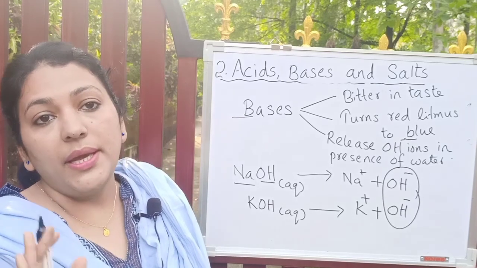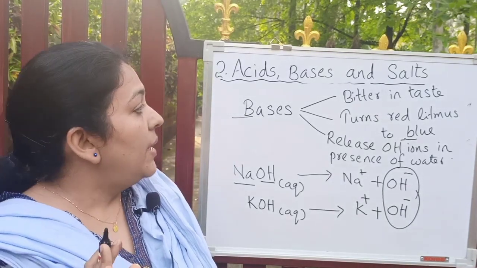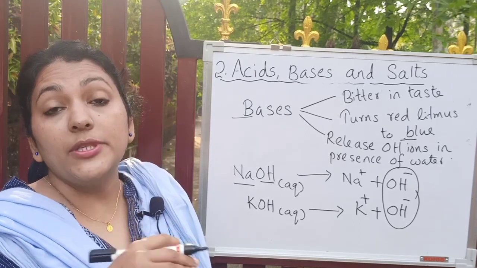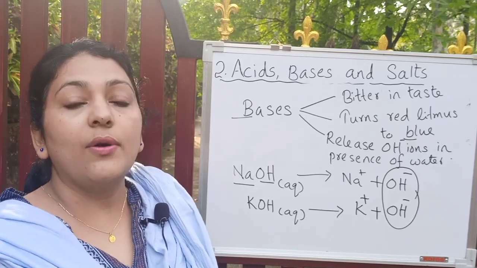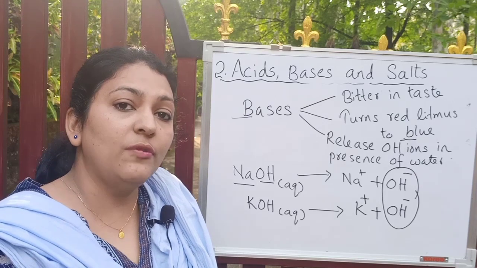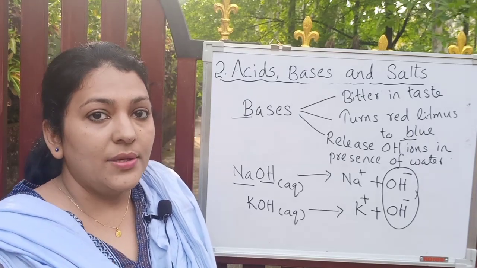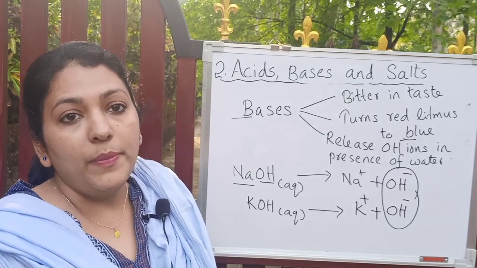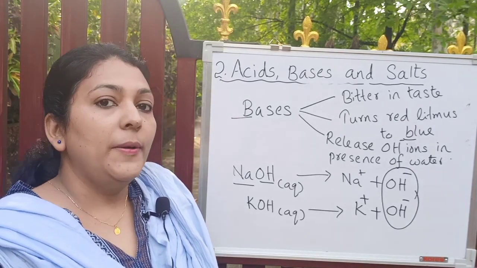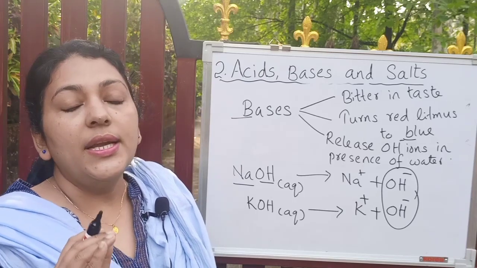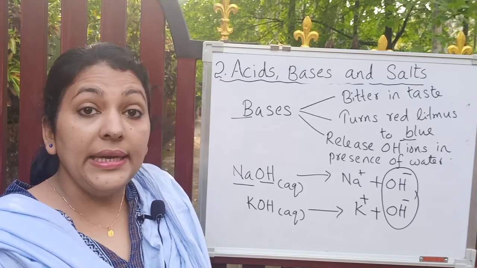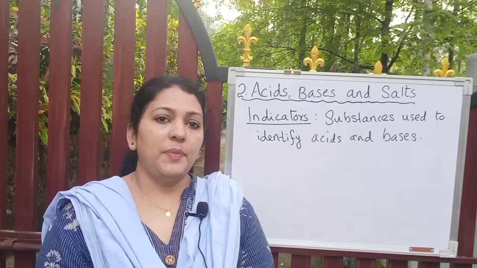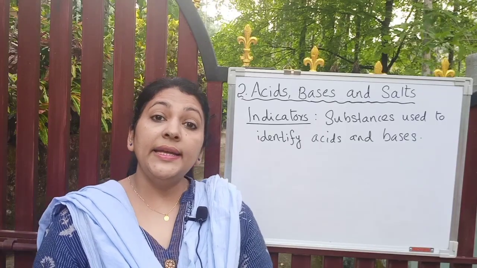So there are three main characteristics of a base: bitter in taste, they turn red litmus to blue, and they release OH minus ions in the presence of water. So that's all about bases. We'll learn more about bases in this chapter. All right. So next we will discuss indicators. What are indicators?